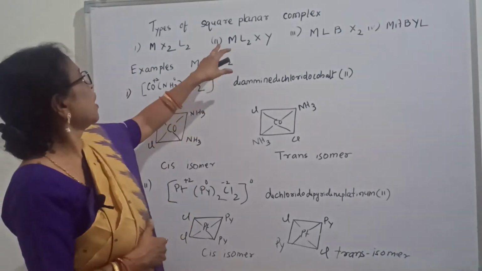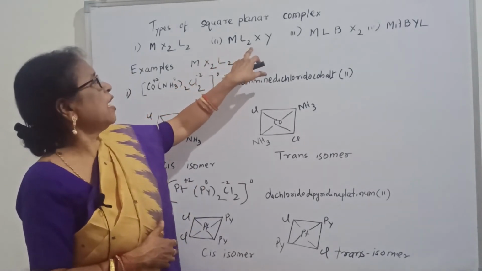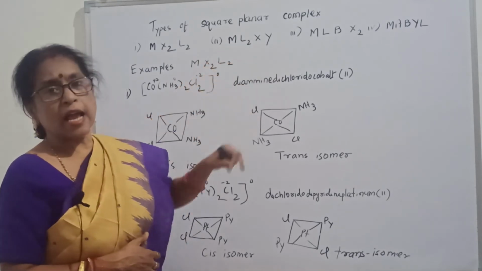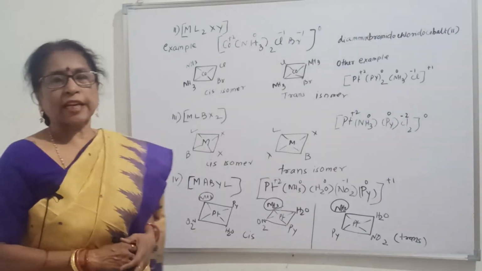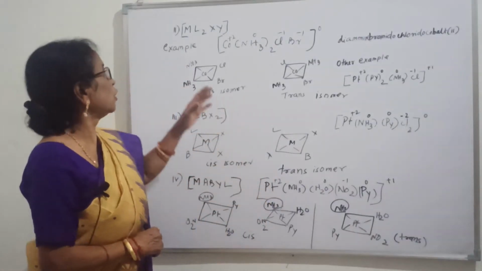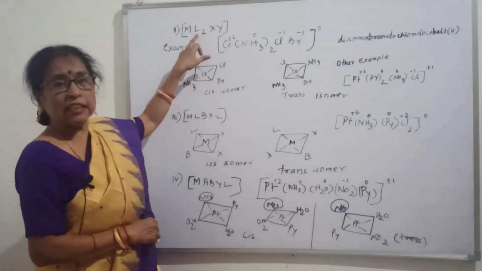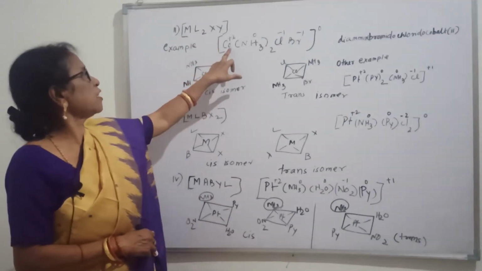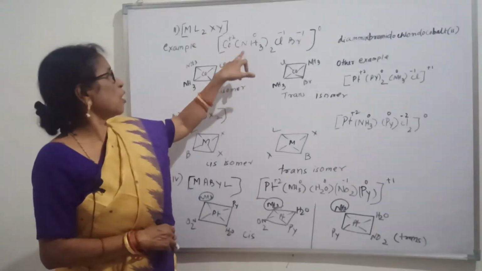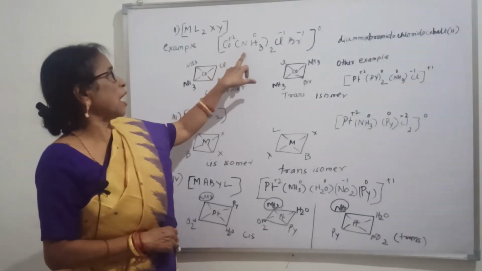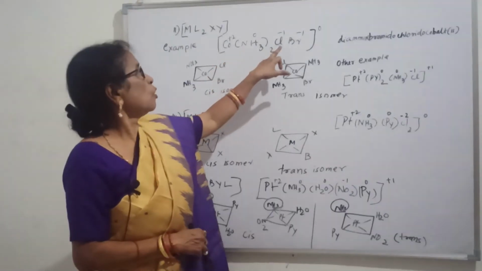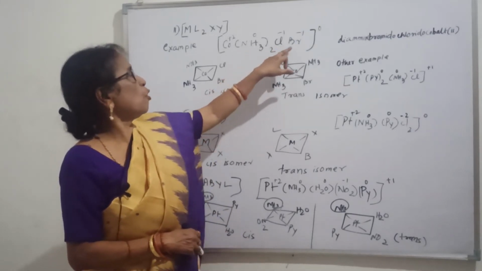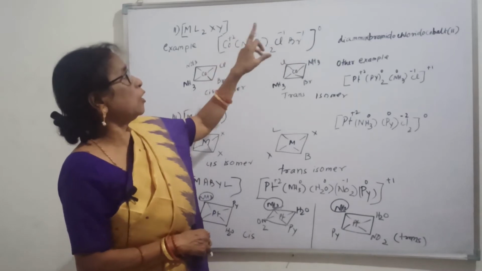Next we will see the example MLâ‚‚XY and others. So first I will start with MLâ‚‚XY. Now the second example is MLâ‚‚XY. L is the ligand 2 times, XY are different ligands. Example, Co, the ammonia ligand is surrounded by cobalt 2 times, 2 ammonia molecules, chlorido 1, bromido 1. So what is the name? Diamminebromidochloridocobalt(II).